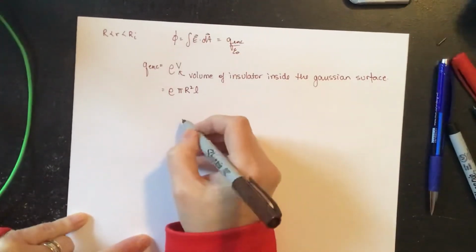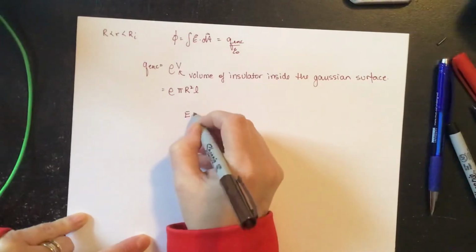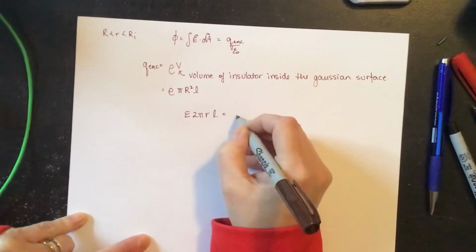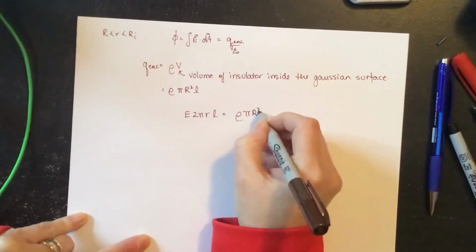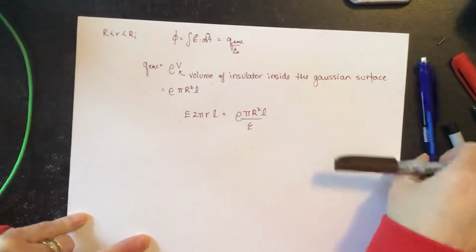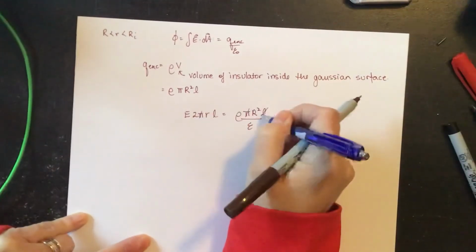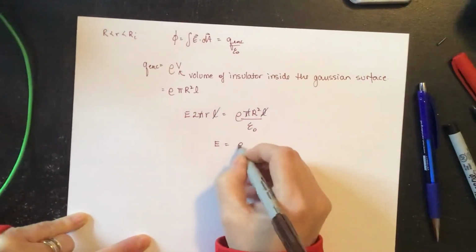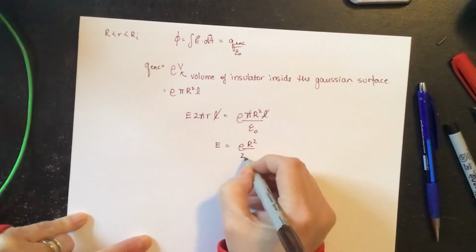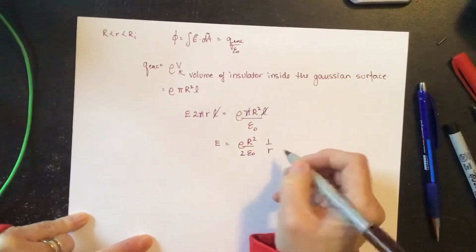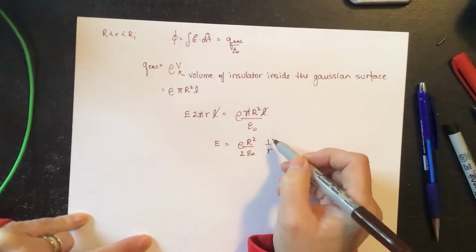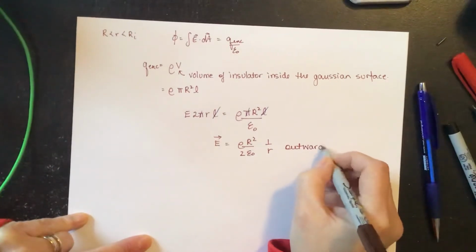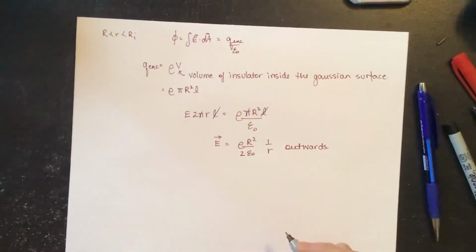Let's put it all together. The integral of E dot dA is E times 2 pi r times L equals charge enclosed, rho pi R squared L, divided by epsilon naught. Pi cancels, L cancels, and we'll solve for E. E equals rho times R squared over 2 epsilon naught times 1 over r. The insulator has positive charge, so the electric field is going to be radially outwards. Okay, so we're halfway done.